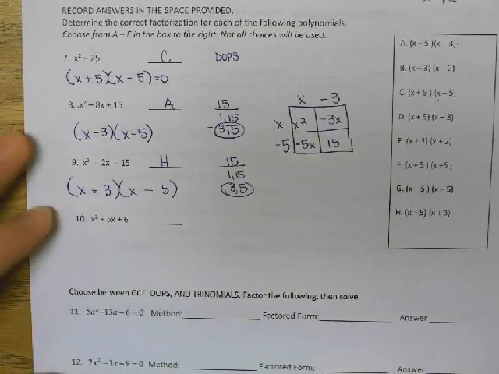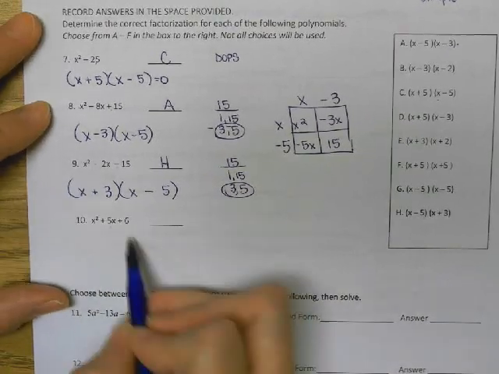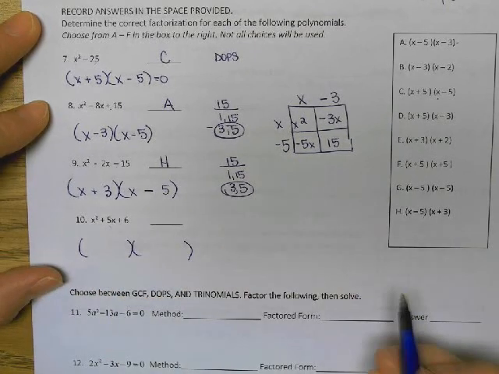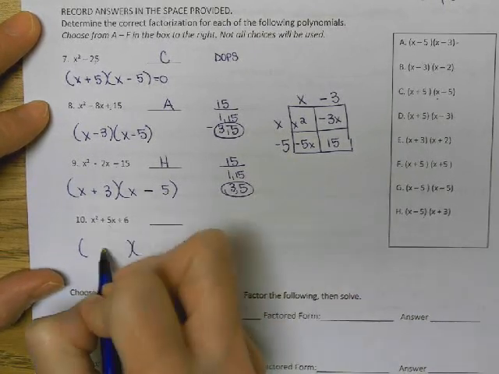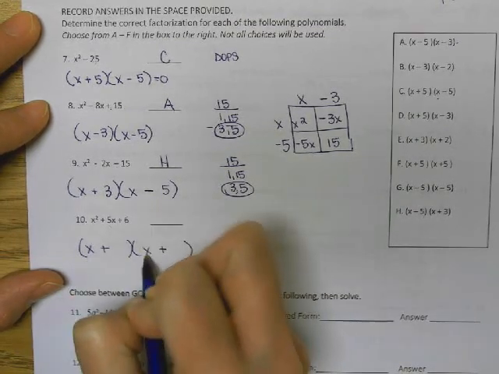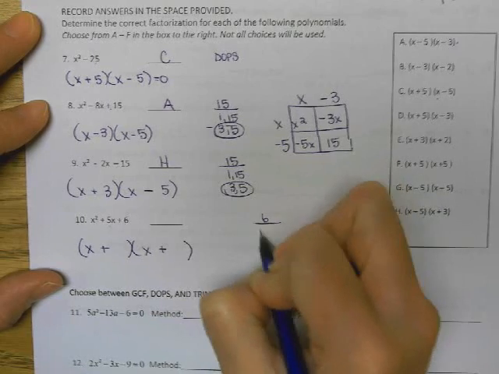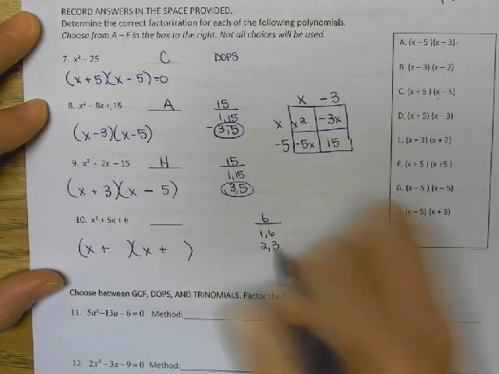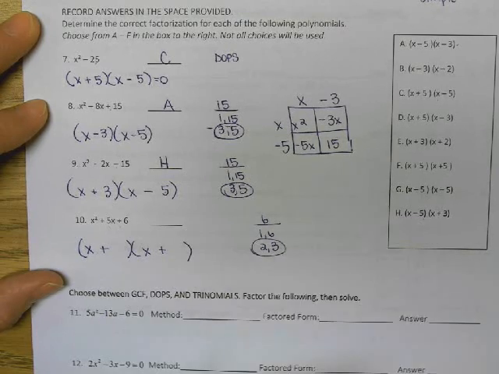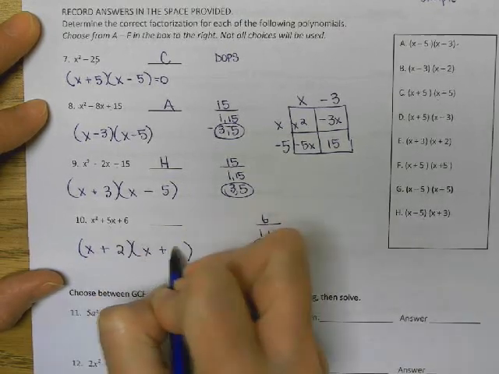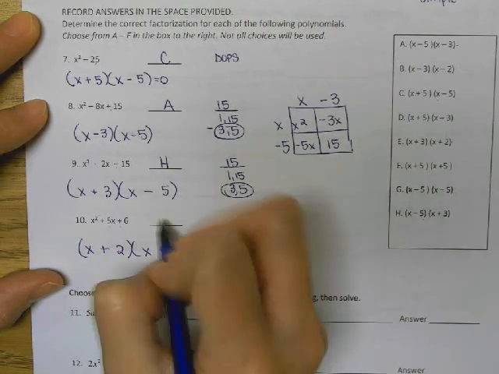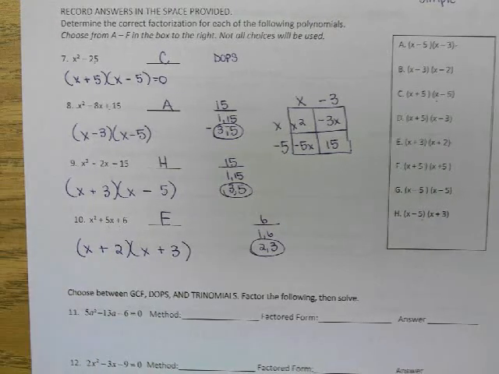Okay. All right, number 10 is another trinomial. So you can either do box or you can go straight into your parentheses. It is positive all the way across, which means these are going to be positive all the way across. x, x. I'm looking at 6, so I'm going to list my factors of 6. I'm looking for the 2 that add to give me 5. So 2 and 3. So now I'm looking for x plus 2, x plus 3.